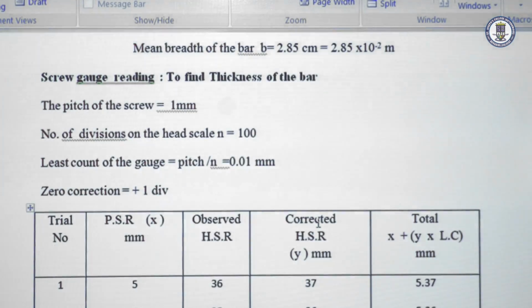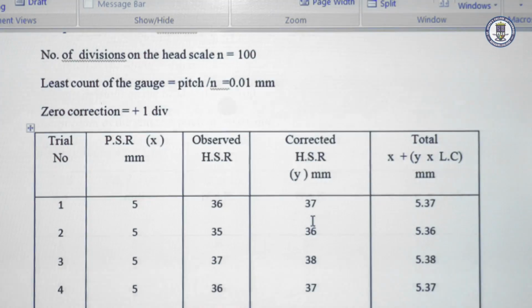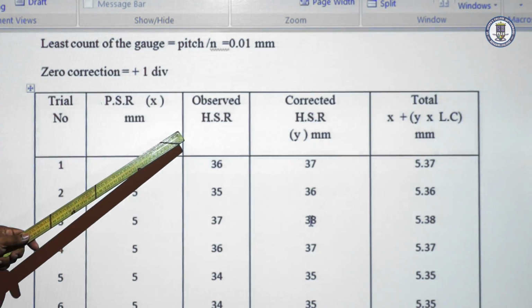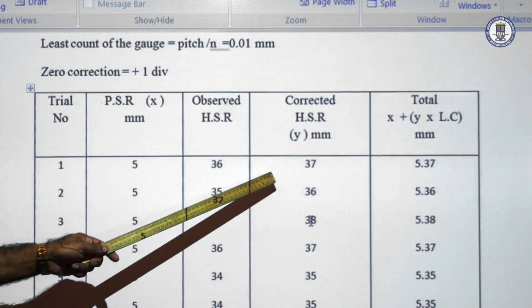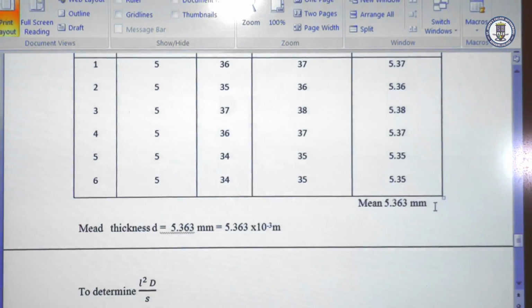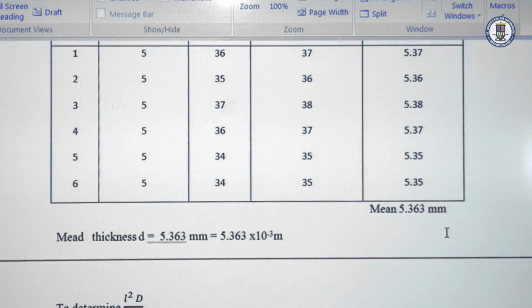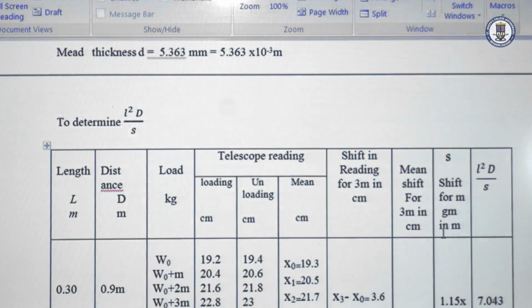Now to determine the thickness of the bar, we use the screw gauge. The initial readings of the screw gauge are taken and the least count is determined. Then we obtain a pitch scale reading, that is always 5. The head scale reading is changing, that is 36, 35, etc. Then the corrected HSR is noted, and the total reading, which gives the thickness, we obtain as 5.37, 5.36, etc. The mean value of thickness is 5.363 millimeter. So we obtain b and d.